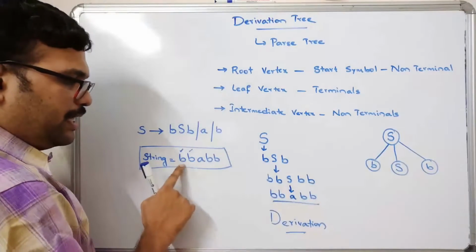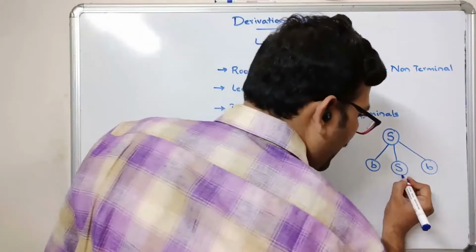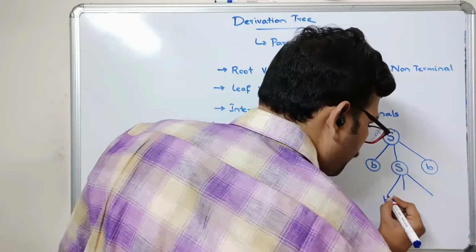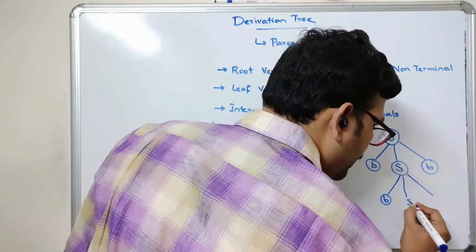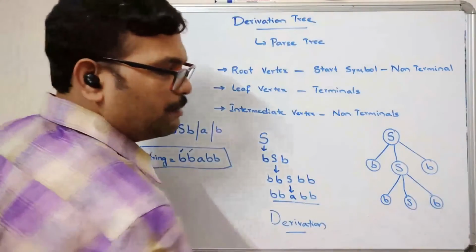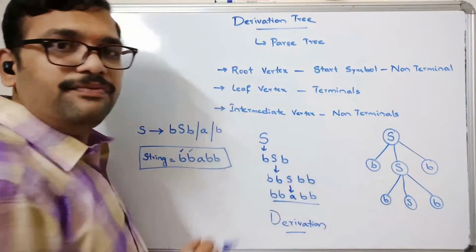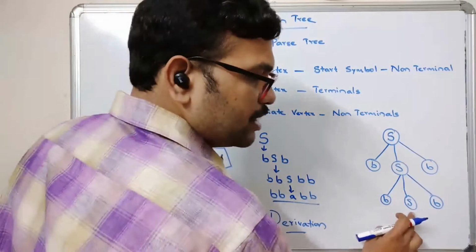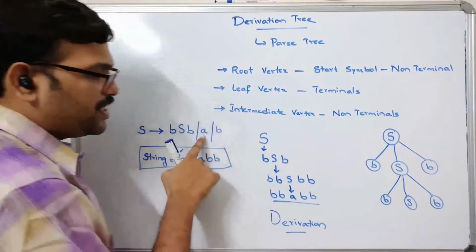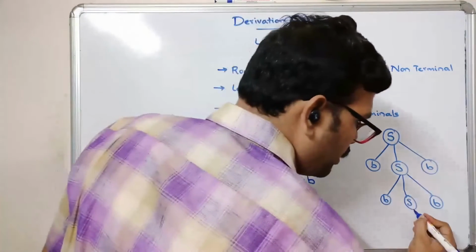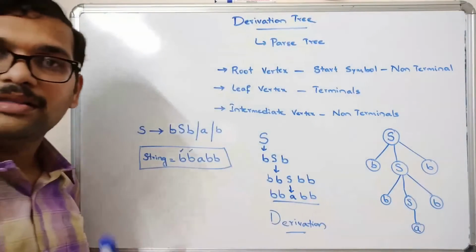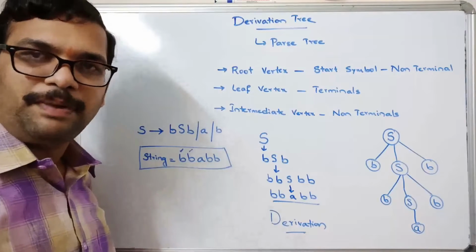Again, in order to get the given string, S should be divided into BSB. Again you can observe B are terminals, we can't expand them, so these are the leaf nodes. Now again we can substitute S. In order to get the given string, S should be substituted with A. Now I will expand this one with A, and A is again a terminal, so we can't expand it.